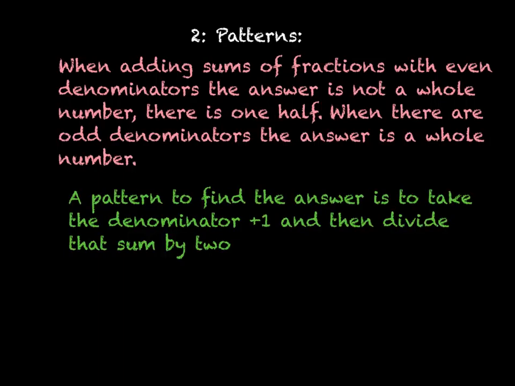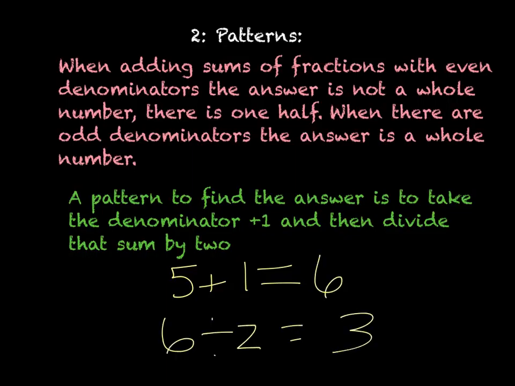The next pattern you might have noticed is that to find the answer, you can take the denominator plus 1 and then divide that sum by 2. So for example, if you were working with fifths, you would take 5 plus 1 equals 6, and then you would take 6 divided by 2 equals 3. Check the problems that we did for number 1 using this strategy. Pause the video and push play when you are finished.